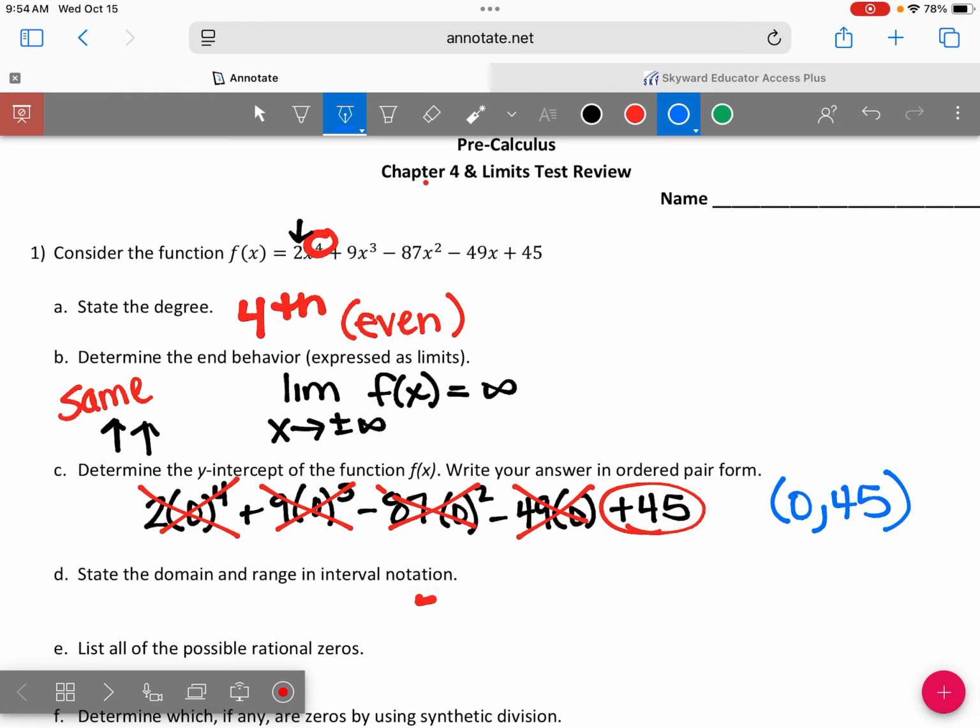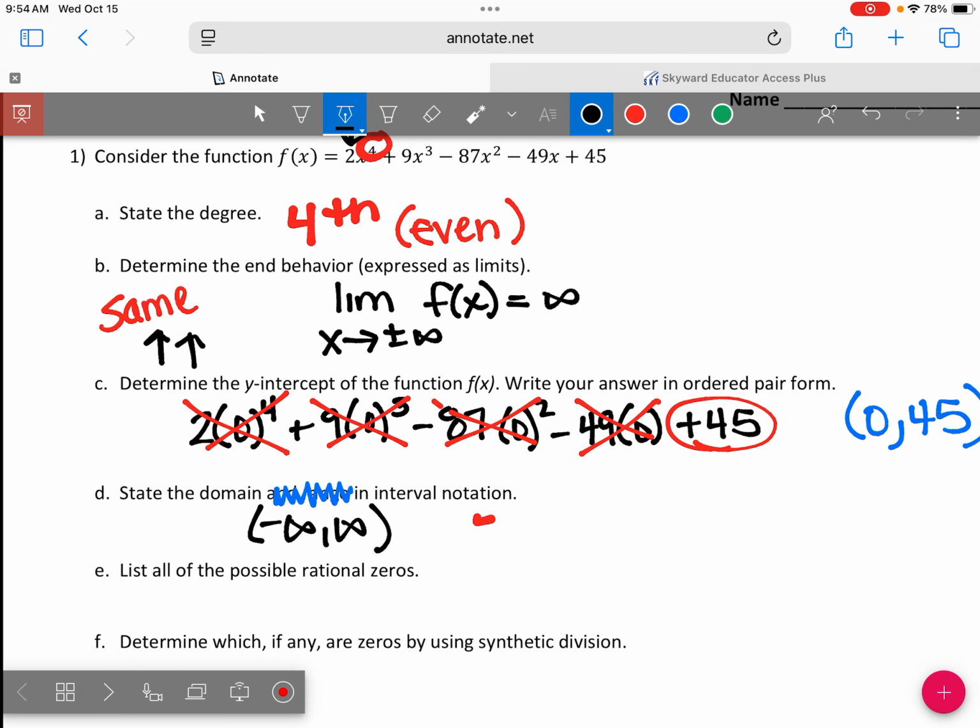The domain. Domain, we cannot do range. We're going to actually disregard range. If it's an even degree, we cannot state the range. You won't be asked to give the range of an equation if it's even, unless you have a graph that you can look at. So we don't have a graph to reference, so we can only give the domain. And the domain is going to be all real numbers for every even or odd function.